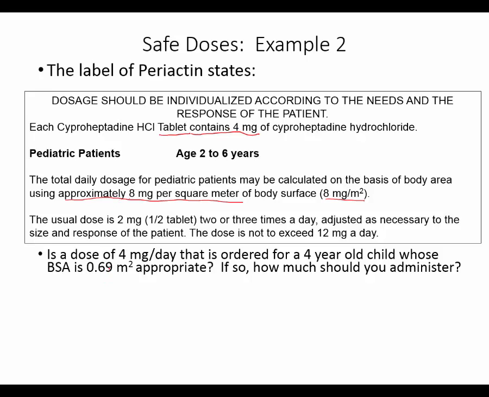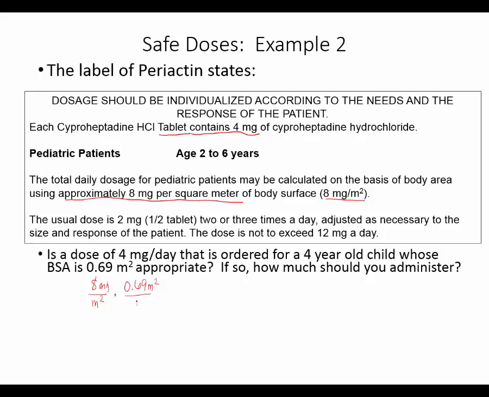So my actual question: a dose of 4 milligrams per day is ordered for a 4-year-old child whose BSA is 0.69 meters squared, and we're asked if that's appropriate, and if so, how much do we administer? To figure out if it's appropriate, I have to use what is normally ordered, and it tells us that the correct amount would be 8 milligrams per meter squared. We're given in the problem the child's BSA is 0.69 meters squared.